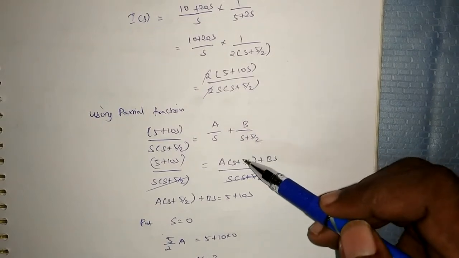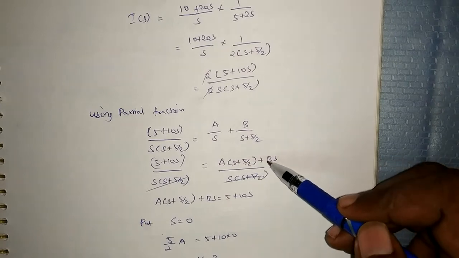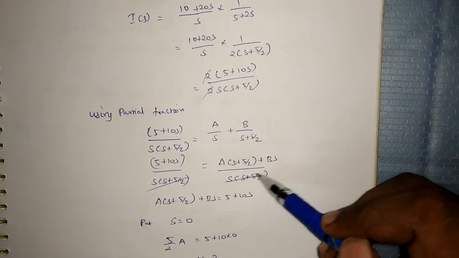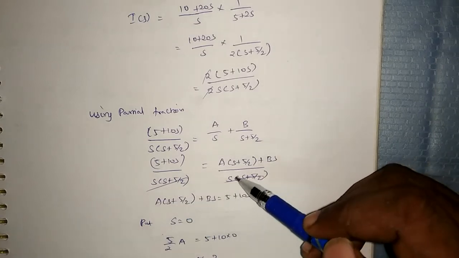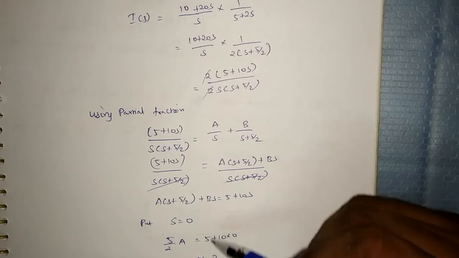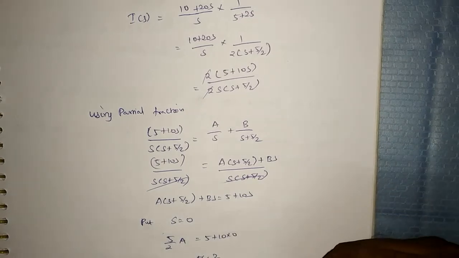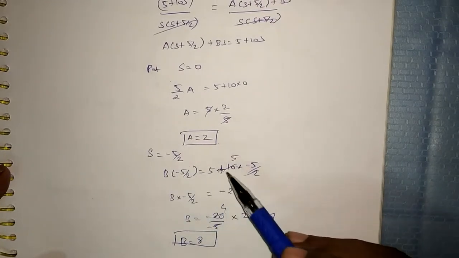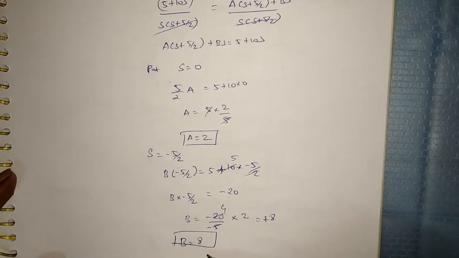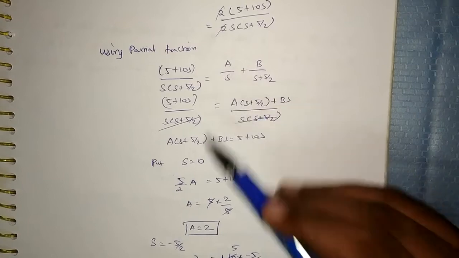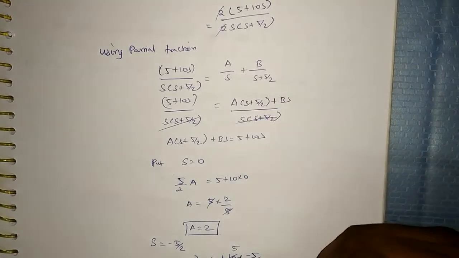So take LCM here: A multiplied by s plus 5 by 2, plus Bs, over s times s plus 5 by 2. I can cancel these two denominators. Initially I can apply s equal to 0 and find A, so I'll get A is 2. Substitute s equal to minus 5 by 2, and I'm going to find the value of B, which will be 8. Substitute this in that: instead of A I'm going to substitute 2, instead of B I'm going to substitute 8.